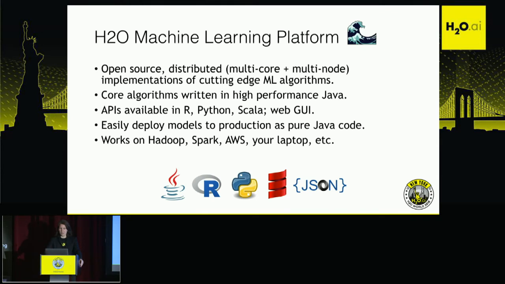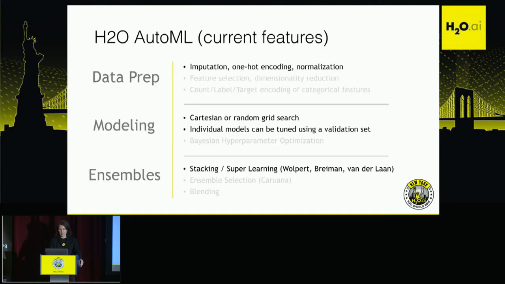And then the other good thing is that you can deploy models as pure Java code. So that's very efficient if you're an enterprise shop. And then it works everywhere: Hadoop, Spark, AWS, your laptop, et cetera. Okay, so back to AutoML.